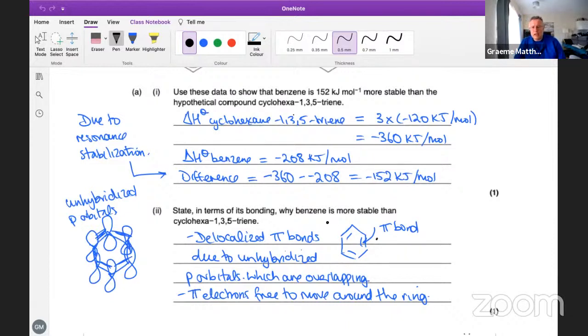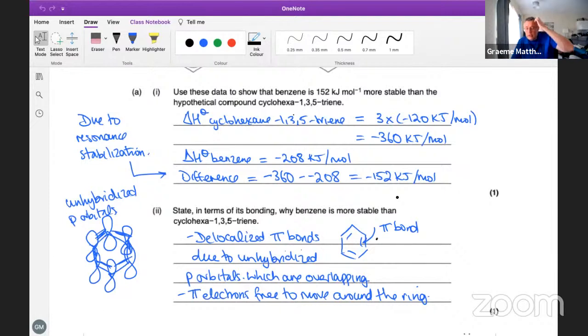Now, let's see, part 2: state in terms of bonding why benzene is more stable than cyclohexa-1,3,5-triene. Now, chemists, on this one, what they're looking for is buzzwords. All right, so looking for buzzwords. What you have is a delocalized pi bond. Did you notice how I've referenced specifically delocalized pi bonds, and I said due to unhybridized p orbitals?